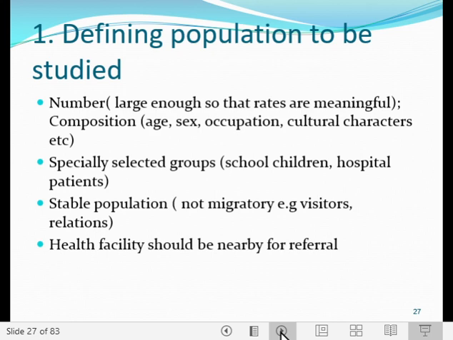So, when you collect the population, you should have the study group as well as the control group. The difference between study group and control group is that the age, sex, occupation and cultural characters remain constant. Only in the study group there will be the presence of disease, and in the control group there will be the absence of the disease.